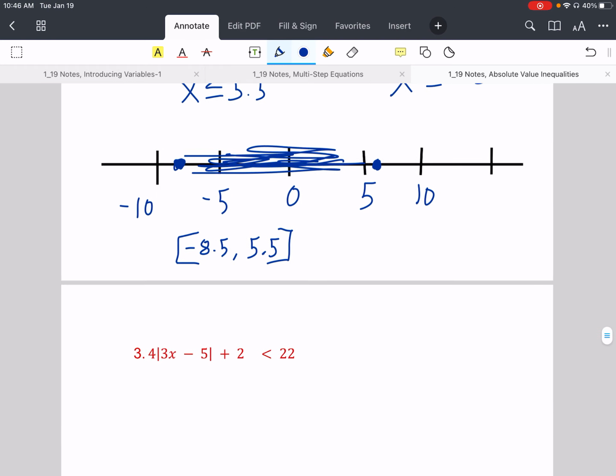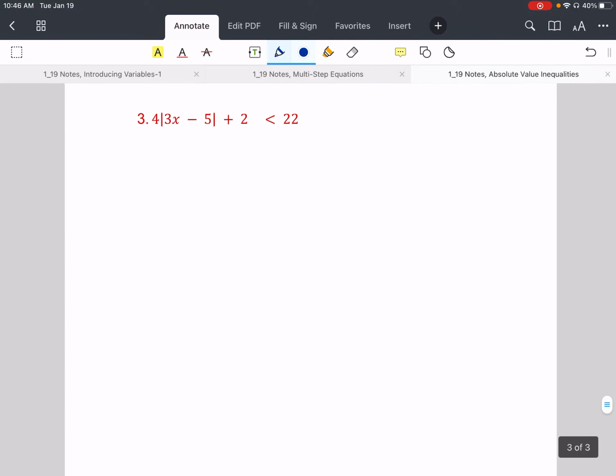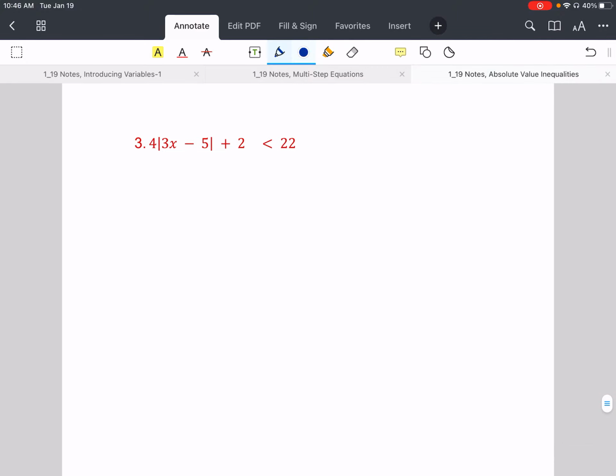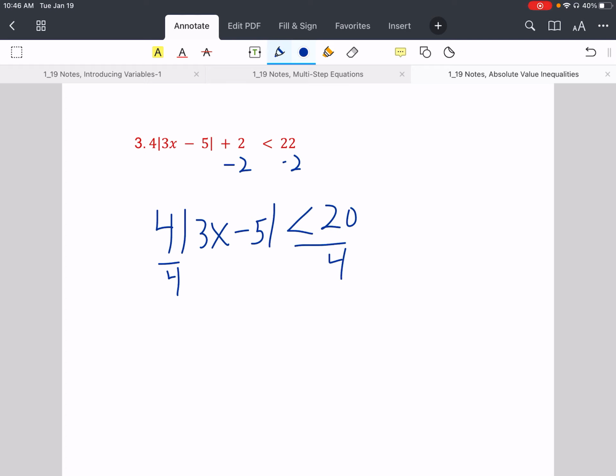All right, last example. We're not going to go through this whole thing just for the sake of time. We have 4 times the absolute value of 3x minus 5, plus 2. We still want to get rid of everything besides the absolute value, so we're going to subtract 2 from both sides first. So we have 4 times the absolute value of 3x minus 5 is less than 20. Then we'll divide both sides by 4 to get the absolute value of 3x minus 5 is less than 5.